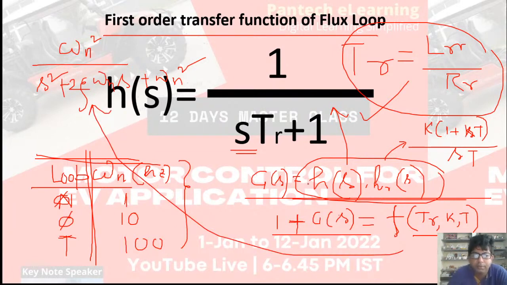So we know this is the flux loop, so we have to put that natural frequency as 10 Hertz. So omega n is equal to 2 pi f, that means 20 pi.